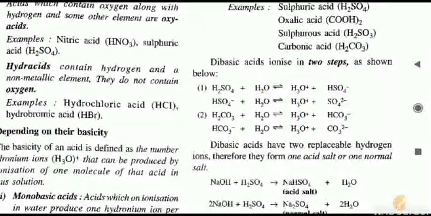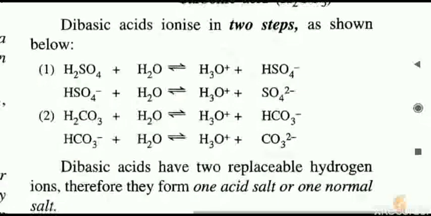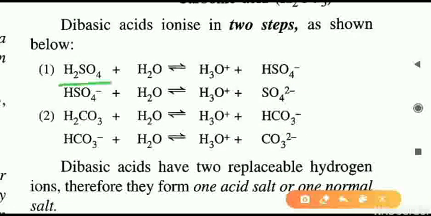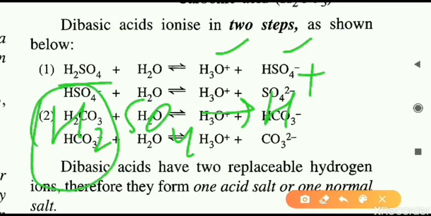These dibasic acids ionize in two steps. First, this H2SO4 dissociates. It breaks down into two parts. One is HSO4 minus. Actually, what is happening? H2SO4 is breaking into two parts. One part becomes H plus. Out of this H2 only one H is removed. One hydrogen atom is removed. That is forming H plus. The remaining part will be HSO4 minus.